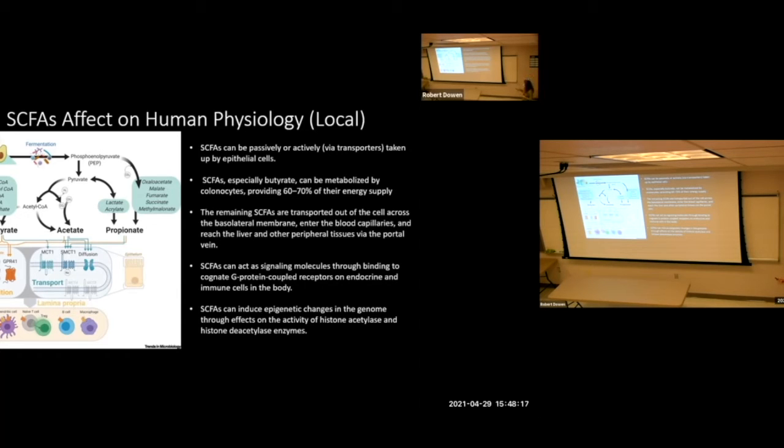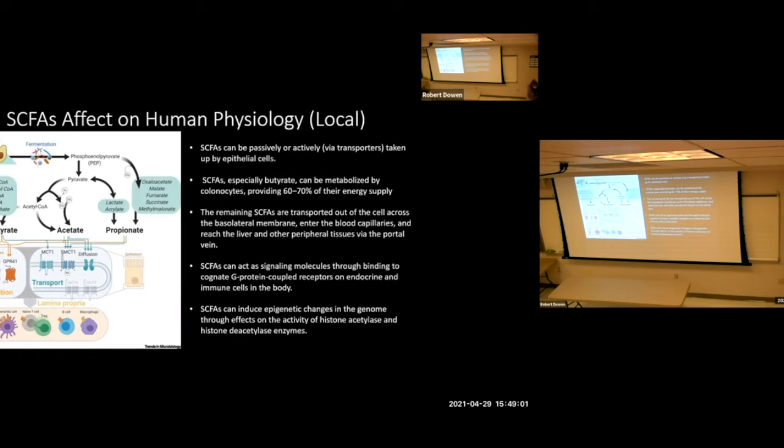On a local level, these carbohydrates are fermented by your gut bacteria into these three short chain fatty acids. Those can be passively or actively taken up by epithelial cells in your gut, and the metabolism of the short chain fatty acids by those cells is their main source of energy supply for your gastrointestinal cells. In addition, the excess that isn't being used for energy can be transported out of those cells and through the blood to peripheral tissues.